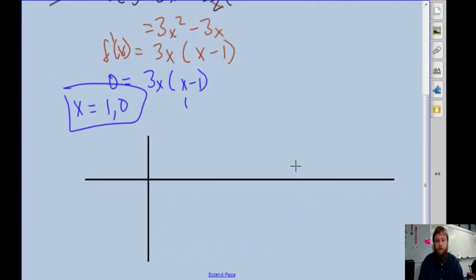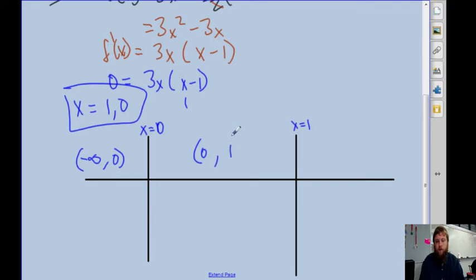So I have a few intervals. Since I have two critical numbers, x equals 0 and x equals 1, my intervals are as follows. I like using this notation: negative infinity to 0, and this interval is going to be from 0 to 1. Notice it's curved, so that means it doesn't include those. And this interval is going to be from 1 to positive infinity.